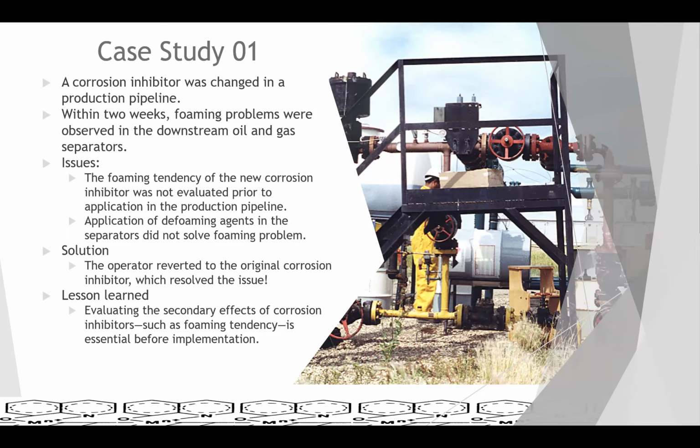So the lesson learned from this case study is that evaluating the secondary effects of corrosion inhibitors, or secondary inhibitor properties, such as foaming tendency, is critical before its implementation. We still don't know why they decided to change the inhibitor, but when they went back to the original inhibitor, the foaming issue was resolved.